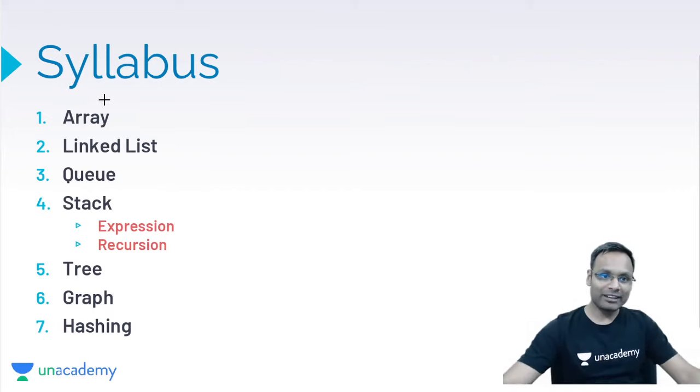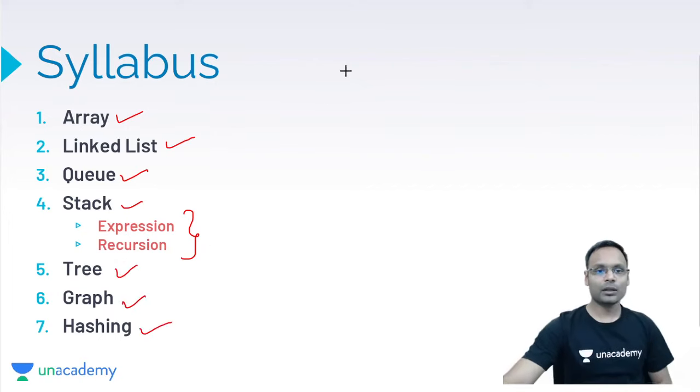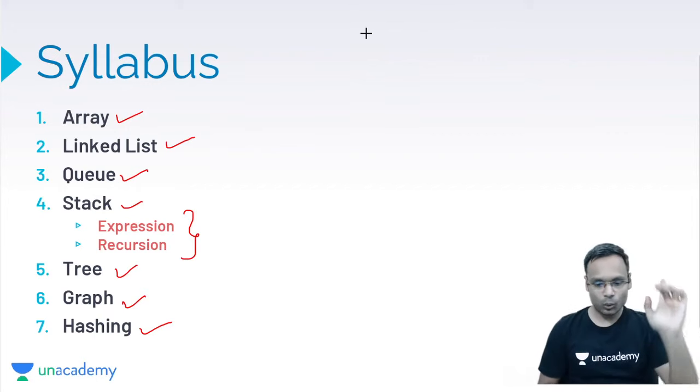So of course we'll be having array. Lots of problems we're going to solve from array. Then we'll be having linked list, then queue, then stack. In the stack we'll be having expressions and recursion, then tree, graph, and hashing. All these we will be covering in this specific order only.